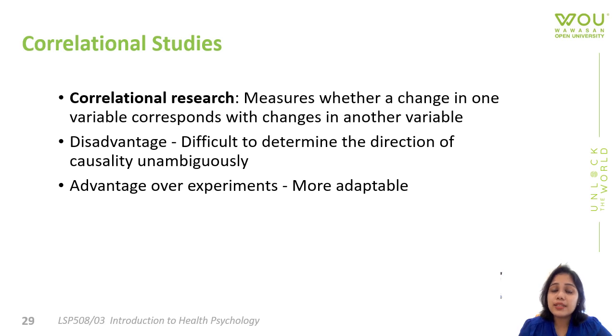Now, correlational studies are other methods that are used. This is to measure whether a change in one variable corresponds with a change in another variable. The disadvantage is that it is difficult to determine the direction of causality. The advantage over experiments is that it is adaptable, whereas experiments can be challenging to conduct, for example in multiple rounds of trials. So a correlational study is not as complex as experimental methods.